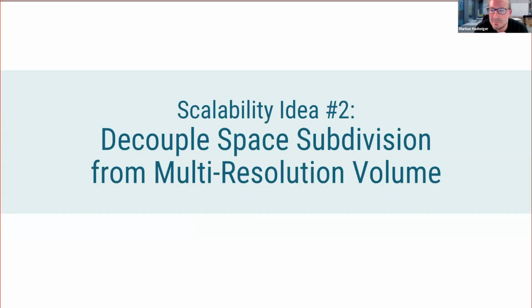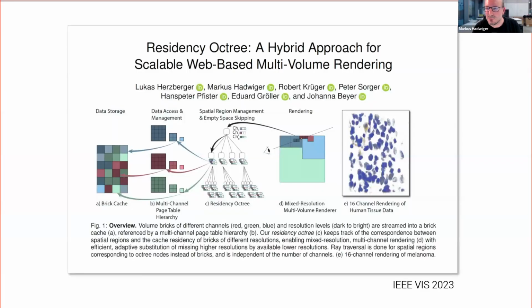So the second scalability idea that you could have, which is our most recent paper, I guess, in this direction, is decoupling the space subdivision that's usually done by an octree, and now it will be done by an octree, from the actual multi-resolution volume. So the multi-resolution volume will be done using this page table hierarchy that I showed you, but there will also be a space subdivision for different purposes, and that's decoupled. So basically, for different purposes, you have a different thing, and both of these work together.